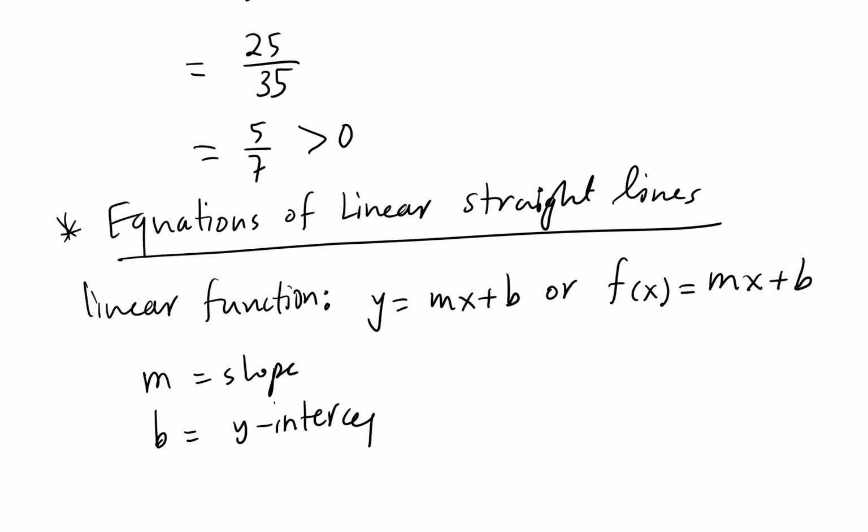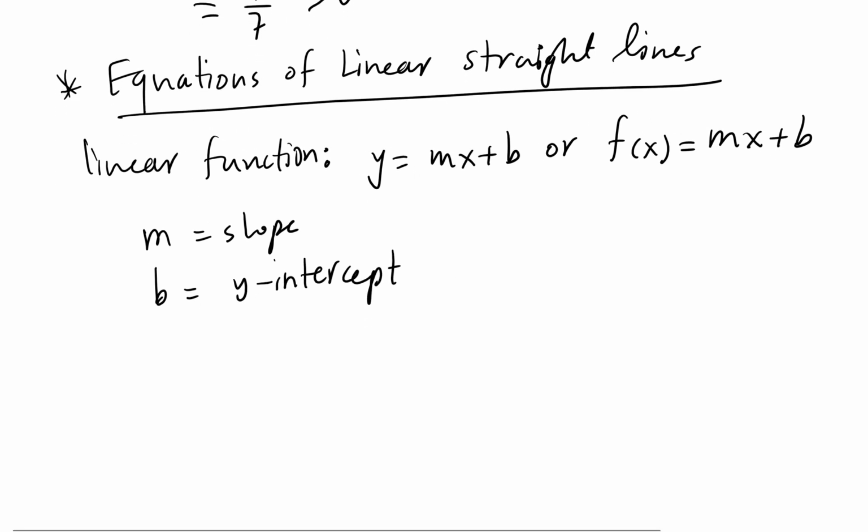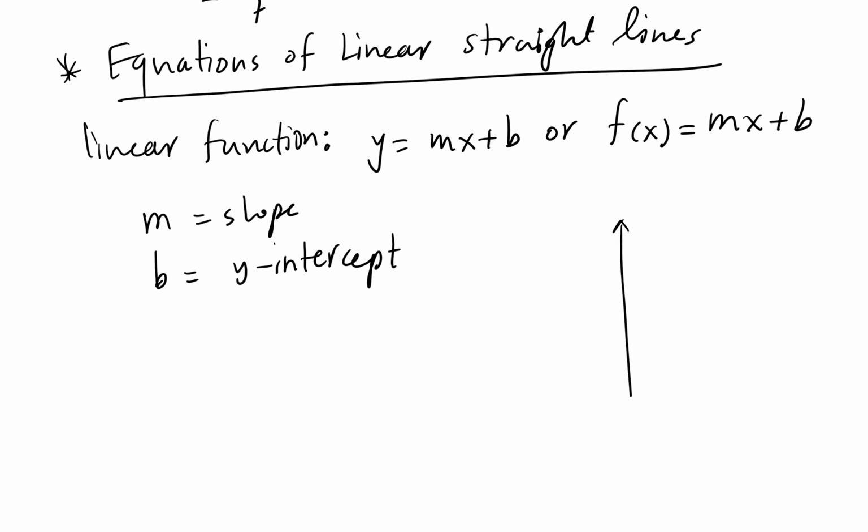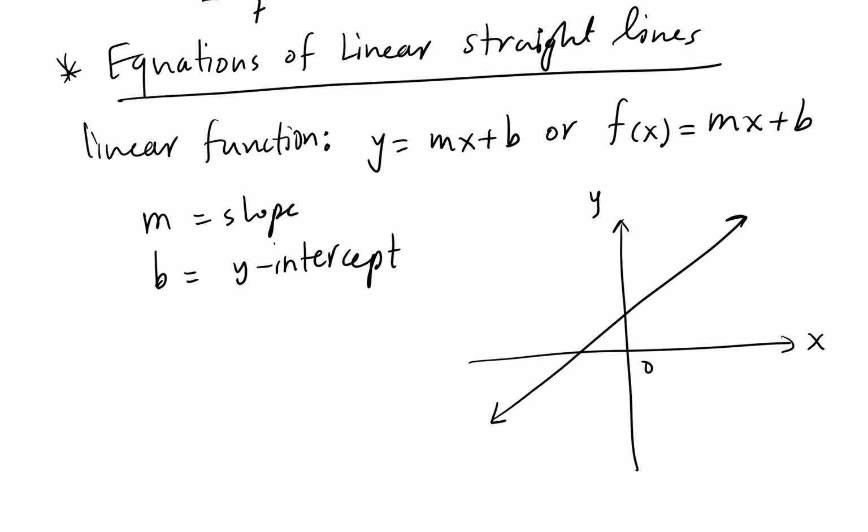Y-intercept means where the graph crosses the y-axis. So if we have a line like this, always x, y, I label everything, and let's call this 2. This is -1, let's say. The b for this line is 2. That's where it intersects the y-axis.